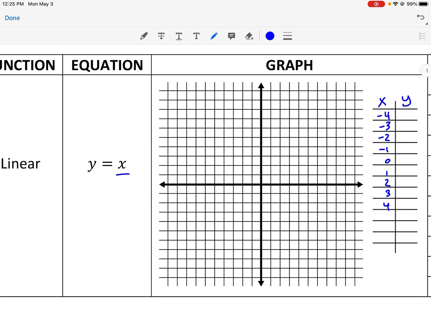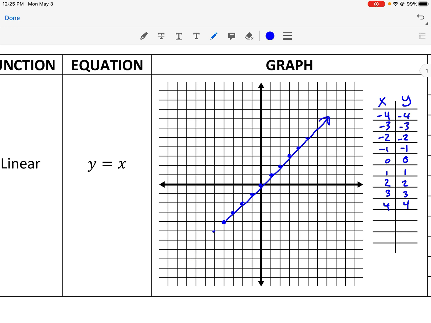So -4, if I plug in a -4, I get -4. So the y equals x, meaning y and x are going to be equal to each other. They're going to be the same. So these will all be the same. This is a linear, so we'll graph all those. -4, -4, -3, -3. So it's a linear, it goes right through the origin. And then we just connect them, and it keeps going that way.